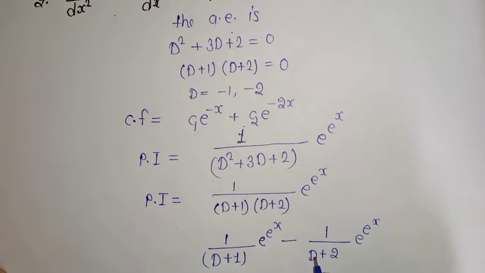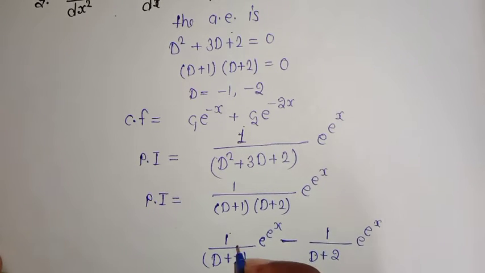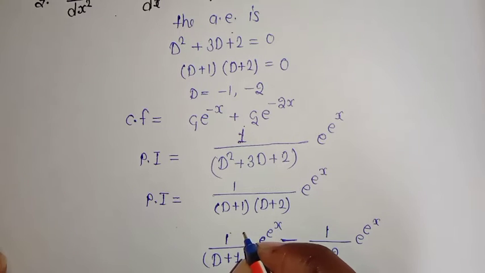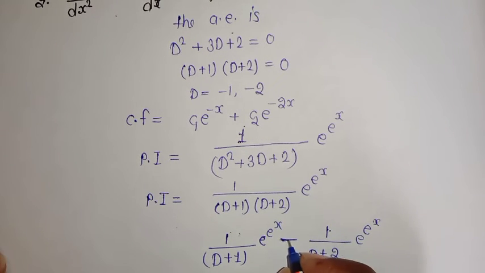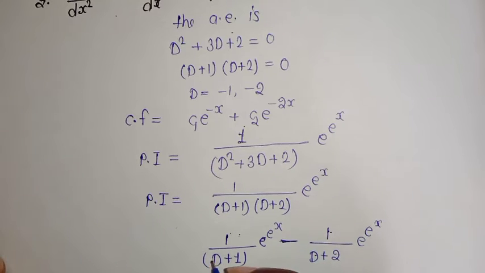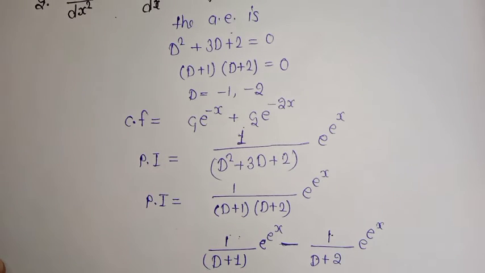If you have any doubt why I am taking the negative sign here, you can see that if we take D plus 2 on this side and D plus 1 on this side, D gets cancelled by D, and here it becomes 2 minus 1, so it gives me 1. So I am taking the minus sign for that. I hope you understand. Now I am going to apply the formula.